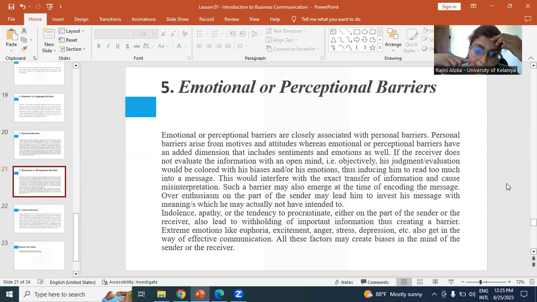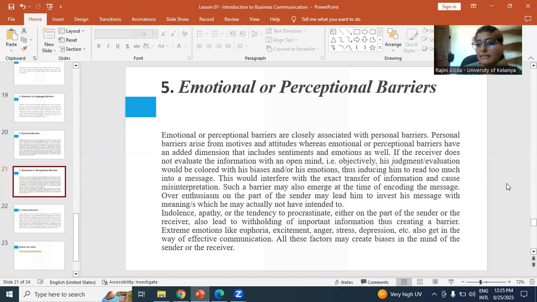Indolence, apathy, or tendency to procrastinate either on the part of the sender or the receiver also leads to withholding of important information, thus creating a barrier. Extreme emotions of euphoria, excitement, anger, stress, depression, etc. also get in the way of effective communication. Also, these factors may create biases in the mind of the sender or the receiver. Okay, so emotions can be a barrier as well.